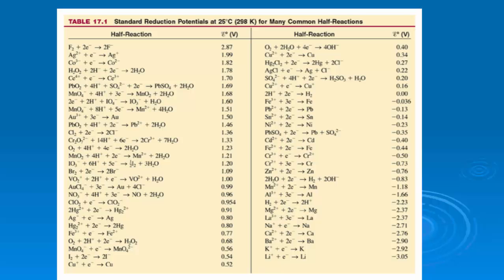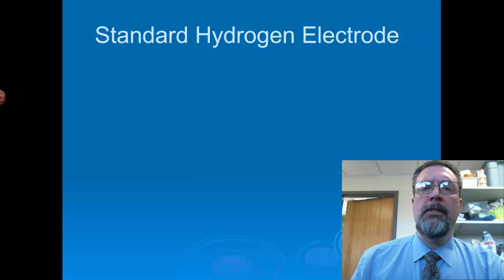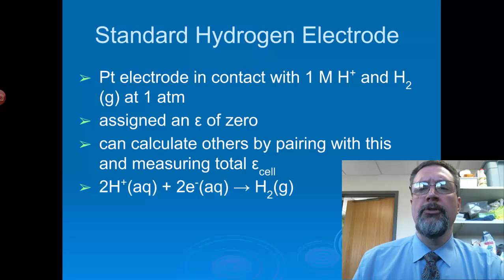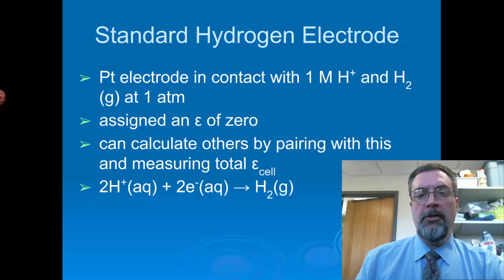These are standard reduction potentials, which means that we're talking about standard conditions, which means the solutions are 1 molar and gases are 1 atmosphere, and the temperature is 298 Kelvin. That's standard conditions. All of the numbers in that table were determined experimentally by referencing something called the standard hydrogen electrode. The standard hydrogen electrode is a platinum electrode in contact with 1 molar acid concentration and a 1 atmosphere pressure of hydrogen gas. And it was assigned, arbitrarily, a reduction potential of 0.